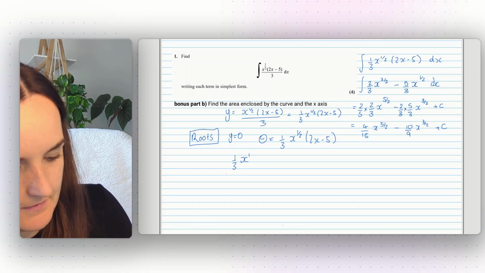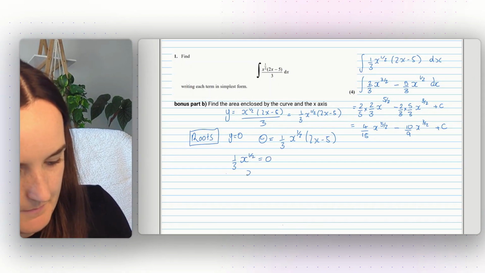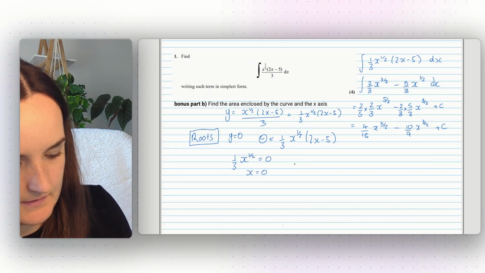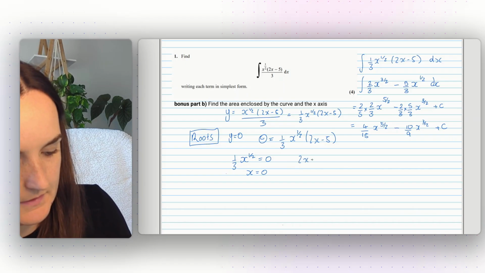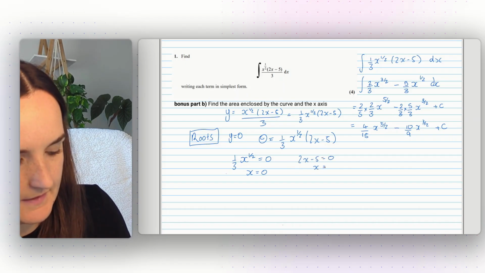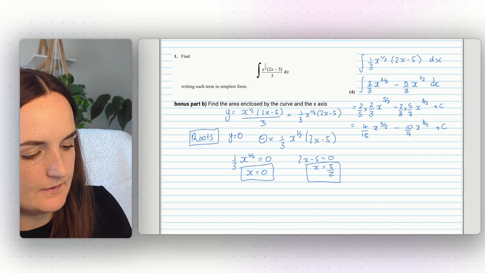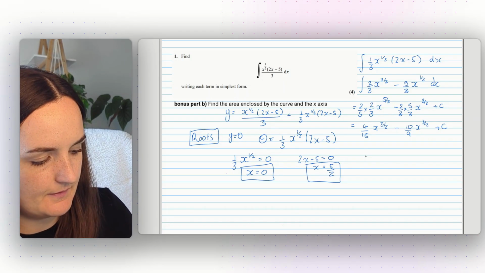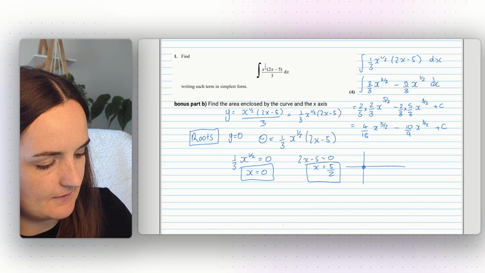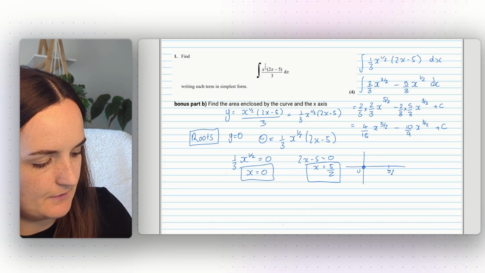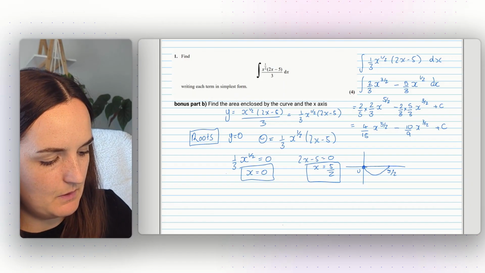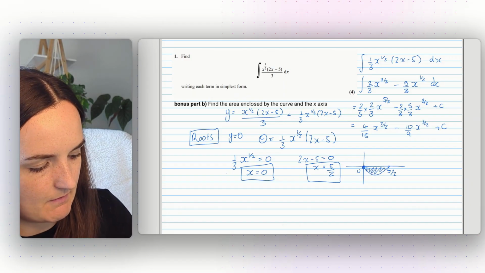So 1/3 x to the 1/2 equals 0. So that means just x must be 0. That's the only thing x could be in that situation. Or 2x minus 5 is equal to 0. So that would mean x is 5/2. Okay, so you've got your two roots. And so this curve, we've got all positive coefficients. So it would look something like this, this is 0, this is 5/2, and it would have like a curve in between. We only really care about this bit. So this is the area we're trying to find.